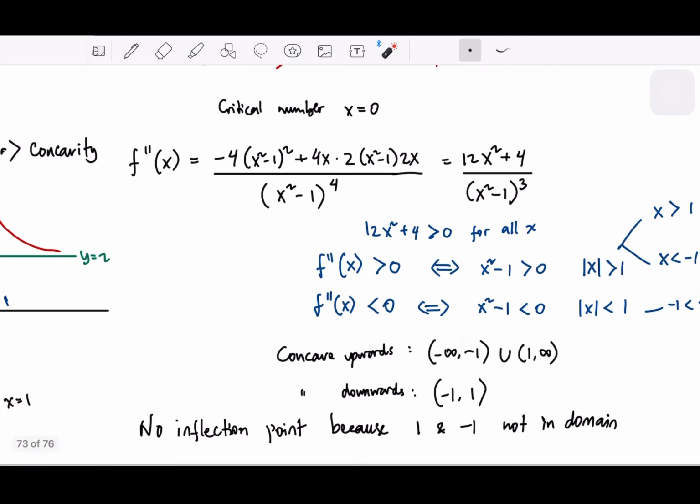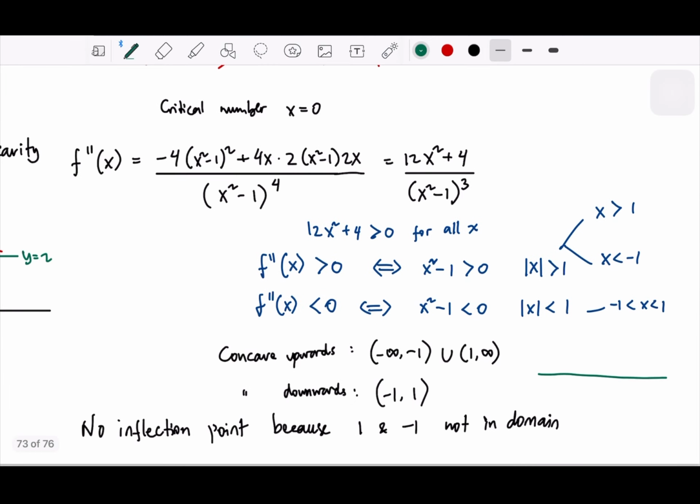And then we have the concavity. We know which one is concave upwards, concave downwards. And then there is no inflection point because this 1 and -1 are not in the domain. We can also make this line number, of course, because we are dealing with -1 and 1, so we can actually check this. Okay.